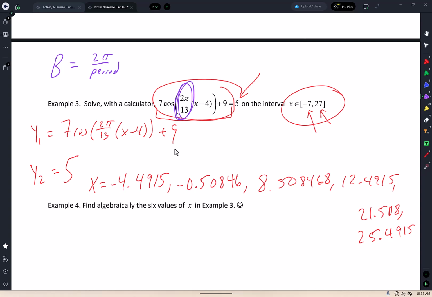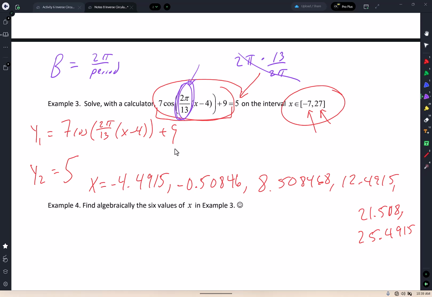Remember from your algebra days that the B tells you a horizontal stretch or compress. And remember how we factored out that horizontal stretch or compress? This is your factor. You just take the reciprocal of it to see your scale factor. So the period should have been 2 pi over 2 pi over 13, the reciprocal, 13 over 2 pi. Look, the 2 pi's cancel out. So the period is 13.